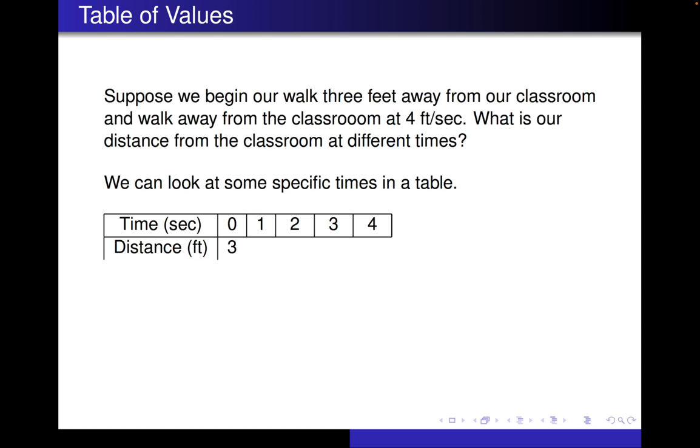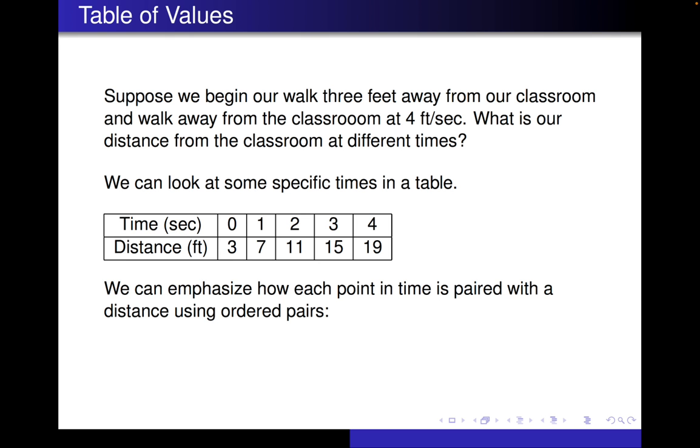4 feet. So 3 plus 4 is 7. After 1 second, we're going to be 7 feet away. Add 4 more feet to get 2 seconds, that'll be 11 feet. At 3 seconds, 4 more feet, that's 15. And at 4 seconds, 4 more feet, that gives us 19. So that gives us a way to look at the relationship between those two quantities.